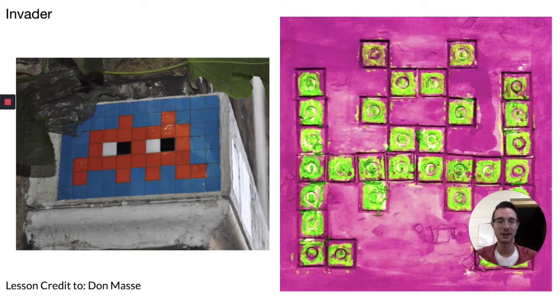But each student then got a 7 by 7 inch tile, and then they took Legos and pressed that in to create the blocks for their Invader character. And then we talked about contrast and making sure that their character stood out from the background after we painted them.